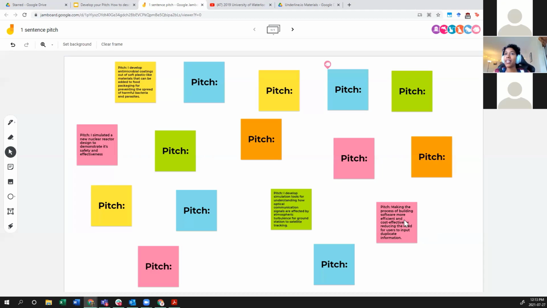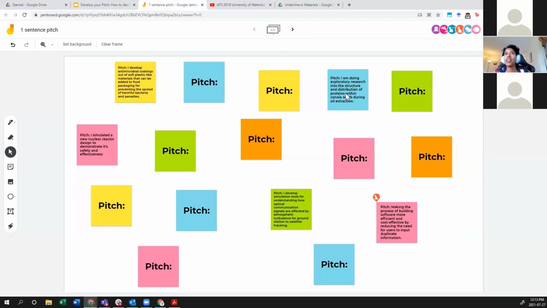So pitch, making the process of building software more efficient and cost effective by reducing the need for users to input duplicate information. So I do like that there is no jargon in this one. I would only suggest to maybe give an example, to give a little bit more context for what you mean by duplicate information.